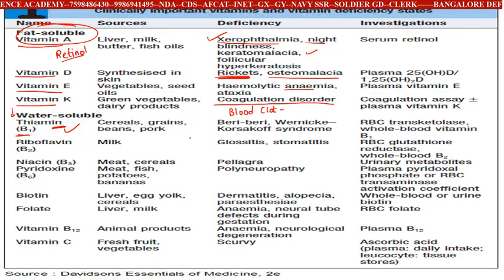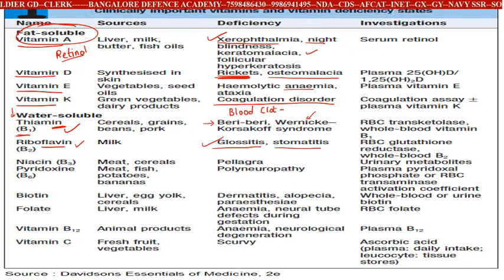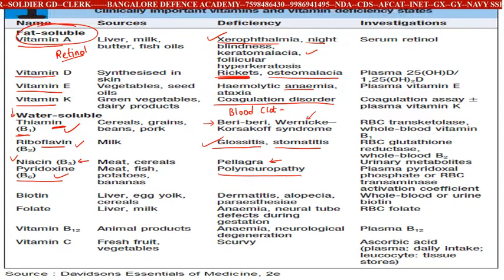Thiamine deficiency will cause beriberi, then Wernicke-Korsakoff syndrome. Then vitamin B2 is called riboflavin, and you have stomatitis and glossitis. These are the diseases. Then you have vitamin B3, that is niacin, and this disease is called pellagra. Pellagra is a disease here. Pyridoxine is vitamin B6, and here you have polyneuropathy. Biotin, you have dermatitis, alopecia, paresthesia.